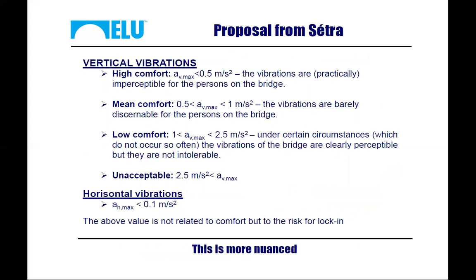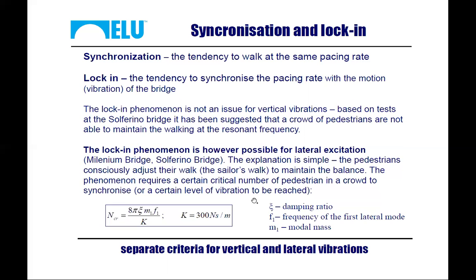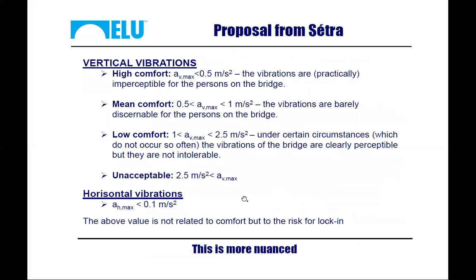Another way of making sure this lock-in phenomenon will not occur is to limit the horizontal vibration at 0.1 meter per square second. You see it at the bottom of the slide. This value will not be related to comfort, but to the risk of lock-in.